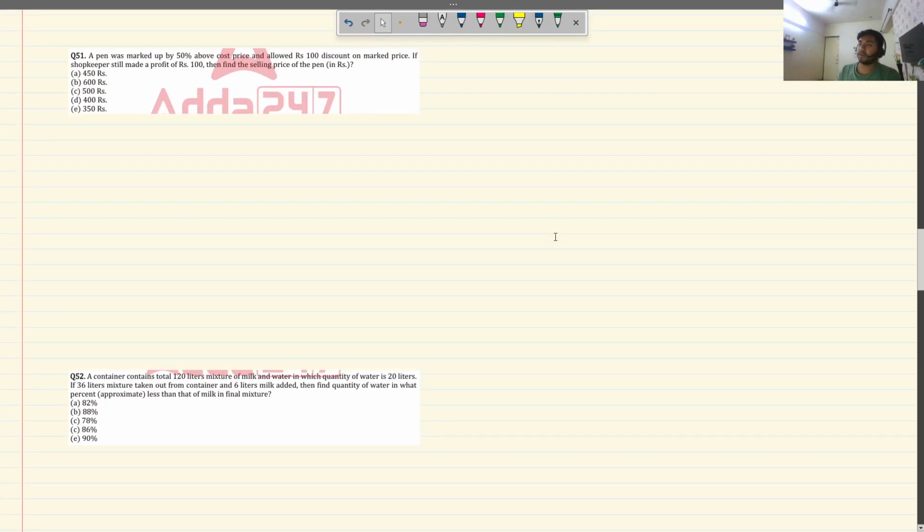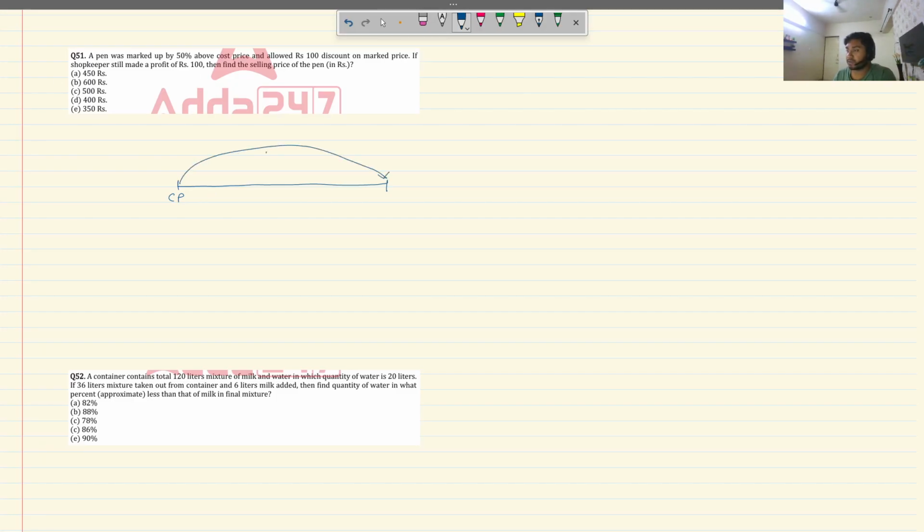नेक्स्ट क्वेश्चन. A pen was marked up by 50% above cost price. So let's say this is my cost price. उसने इस cost price के respect में 50% above cost price markup किया है. तो यहाँ से उसने प्लस 50% जंप दे के बढ़ा के मार्क प्राइस रखा है. ओके, एंड अलाउड ₹100 डिस्काउंट ऑन मार्क प्राइस. उसने ₹100 का डिस्काउंट दिया है एंड इस पैसे पे उसने सेल किया है, दिस इज हिज सेलिंग प्राइस.